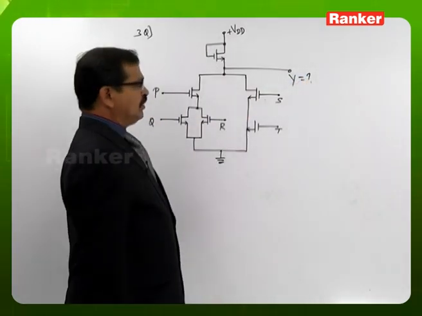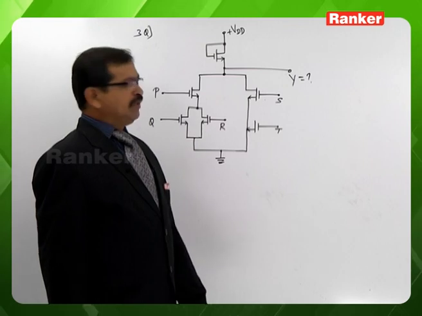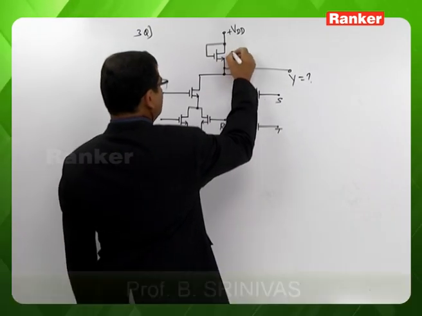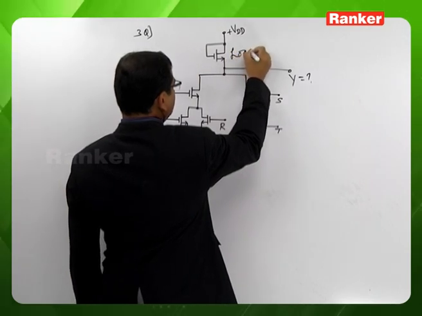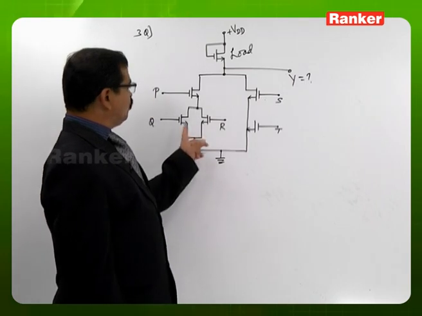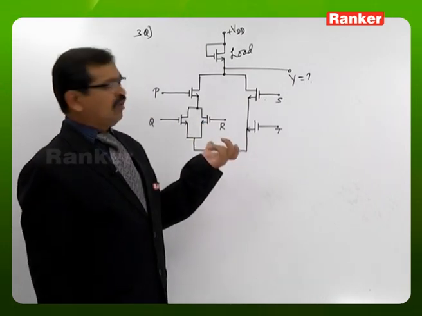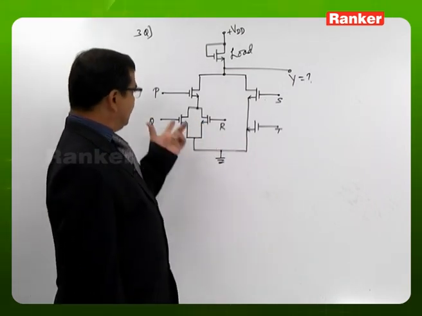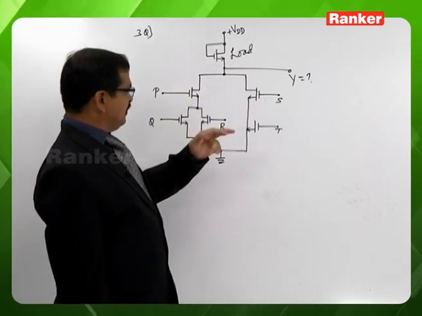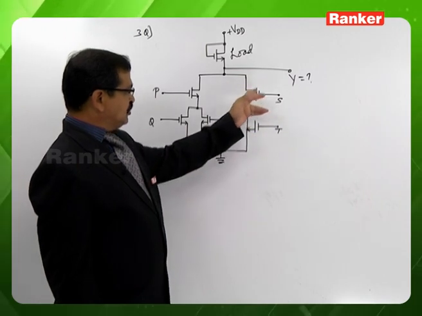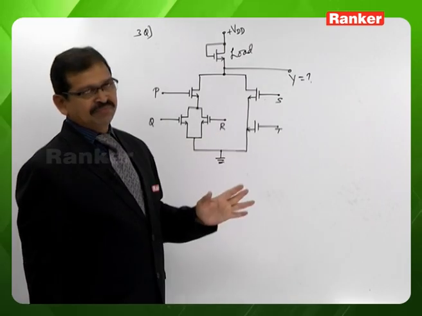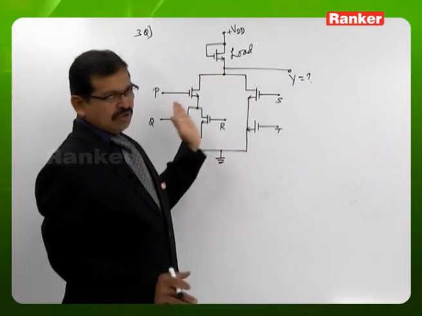To identify the Boolean expression implemented by this MOS circuit, we can see that this transistor is the load transistor and all the remaining ones are driver transistors. The Q and R transistors are in parallel, and combined they are in series with the transistor with input P. The transistors with inputs S and T are in series, and this block is in parallel.